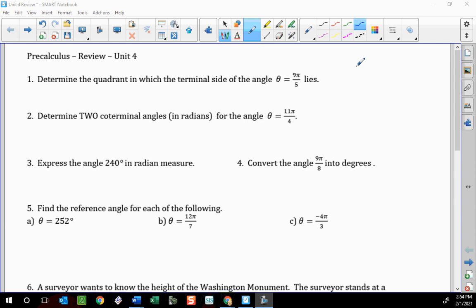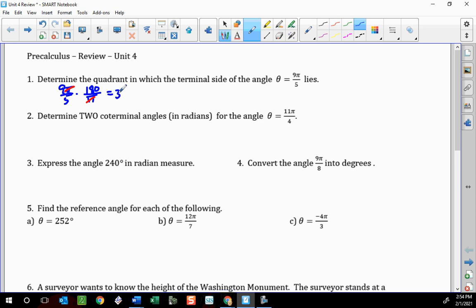Actually, I'm going to change my mind on that. The easiest way to do this is to think to yourself, change it to degrees. So if I have 9 pi over 5 and change this to degrees, I'd multiply by 180 over pi. So what happens there is the pi's cancel, and I do 9 times 180 divided by 5. That turns into 324 degrees.